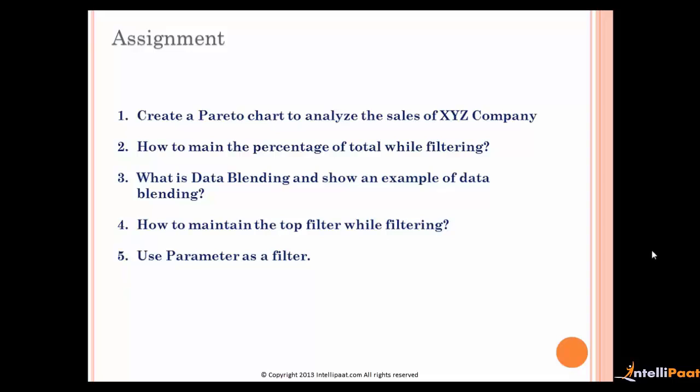The third one is about data blending. We will try doing an example of data blending, and then the fourth is how to maintain the top filter while filtering, and the fifth one is the use of a parameter as a filter. So let's look at each of these and try to solve them. Let's take the first one, which is creating a Pareto chart to analyze the sales of the company.